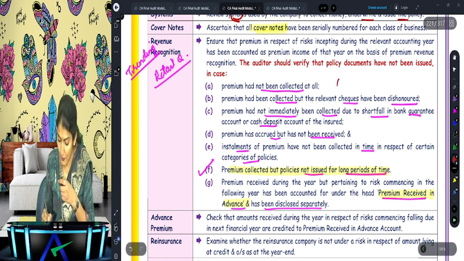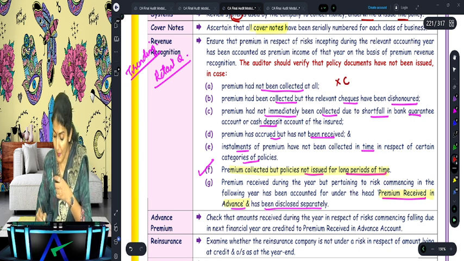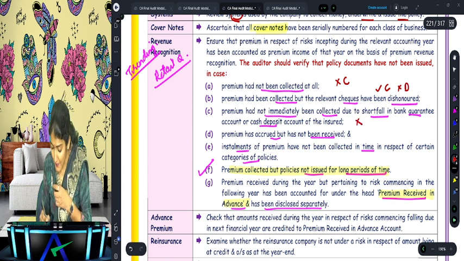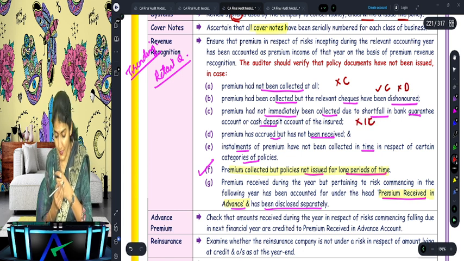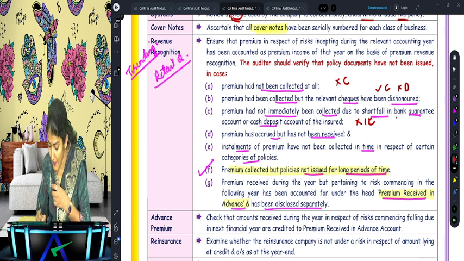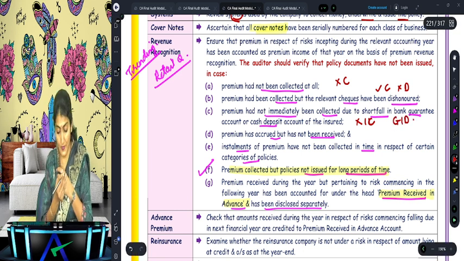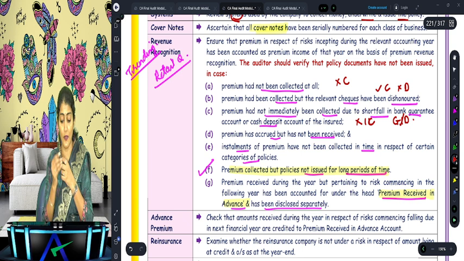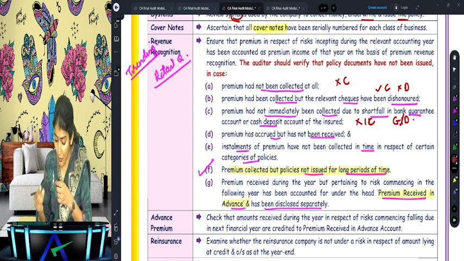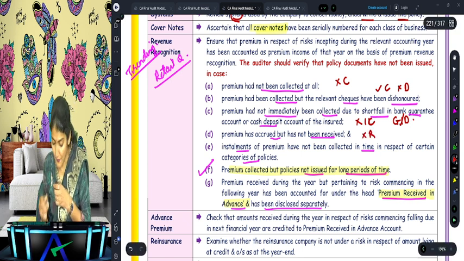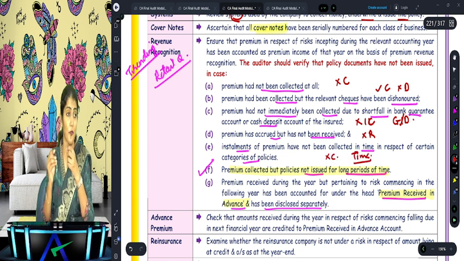What are points A, B, C, D over there? A is premium not collected at all. Second, premium is collected but the check got dishonored. Third, the premium is not immediately collected due to the shortfall in the guarantee or the deposit. Are you understanding that? Or the premium has been accrued but it has not been received, or the installment of the premium has not been collected in time in respect of certain categories of policies.